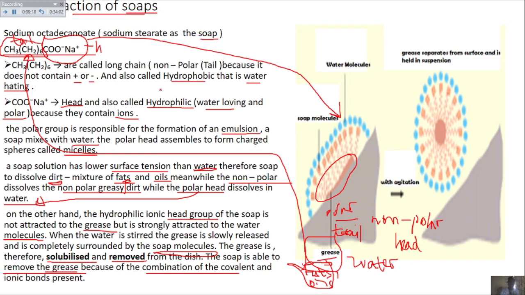The head of the soap will be surrounded with the water. Then both of them react together to become solubilized, meaning that they react together and remove the grease that has already been on the surface of that particular plate. And this is possible because of the combination of the covalent bond from the tail of the soap and the grease, and the ionic bond between the water and the head of the soap. See the way they now remove it. Then the grease separates from the surface, and it is held in suspension, which can then be washed away.